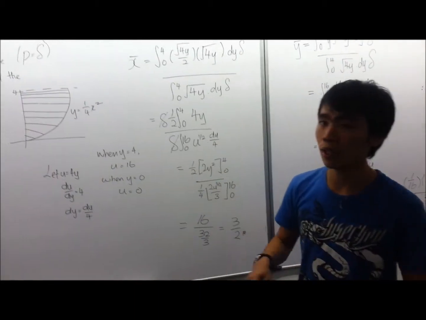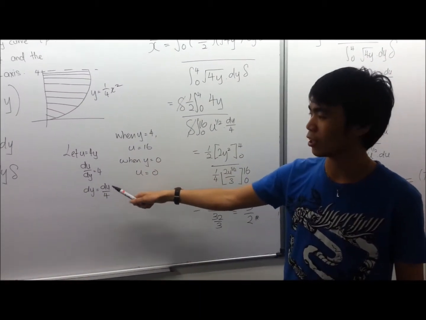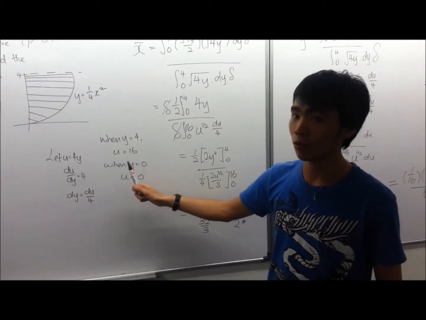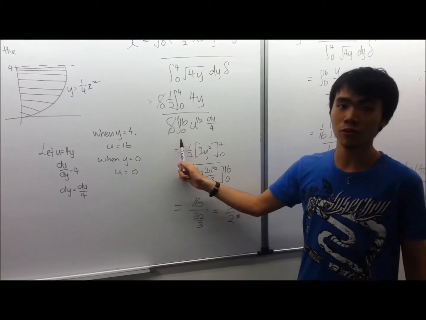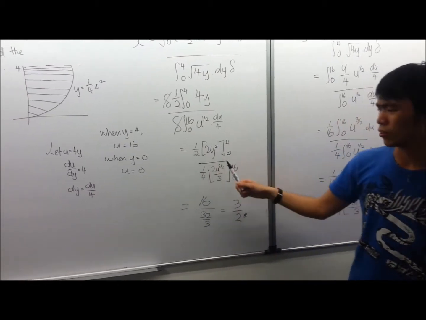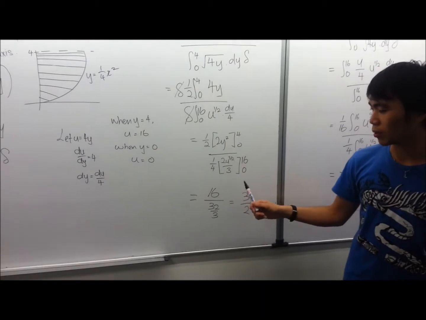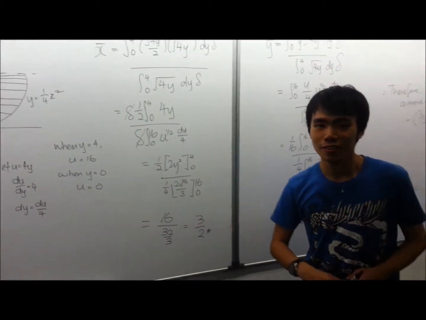So you just have to sub the value of y into u, the equation that you have just come up with. So y equals 4, u equals 16, and y equals 0, u equals 0. So that is your new limit, 16 and 0. The integration part will be simple over here, and we'll always remember to sub it back in, and you get 3 over 2 for your x bar.